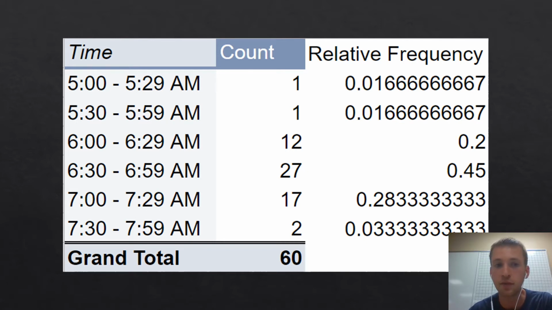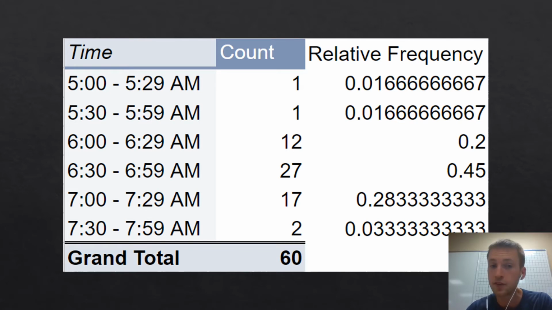So we can see from 5 to 5:29 a.m. there's one person, not a lot of people. 5:30 to 5:59, only one person. And then we go all the way down to 7:30 to 7:59 a.m., which was two people, okay? And then on the right side, I also have the relative frequency. So what percent of AP Stats students woke up within each time frame?